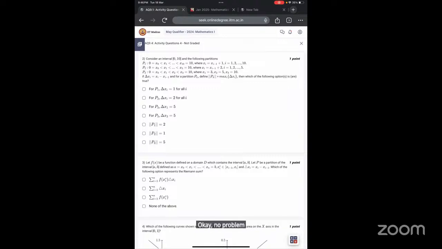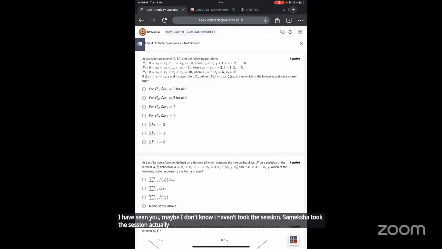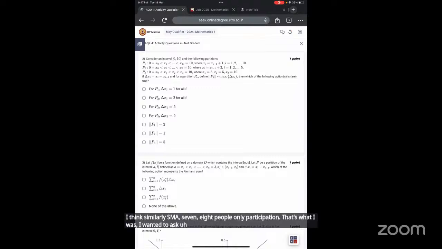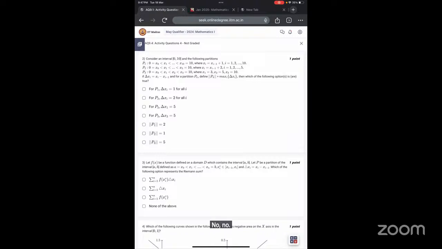How many have attended, madam, yesterday? I don't know. I didn't take the session. Samiksha took the session, so I don't have any idea. I think similarly some 7, 8 people only participated. Is this not normal, only 7, 8 people? This is not normal. We also don't know why the participants are so few this term. There are many people writing the exam, but when it comes to actually attending the session, not many are joining.